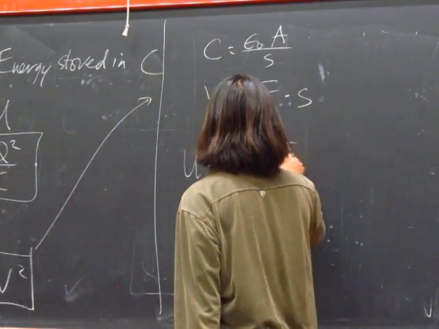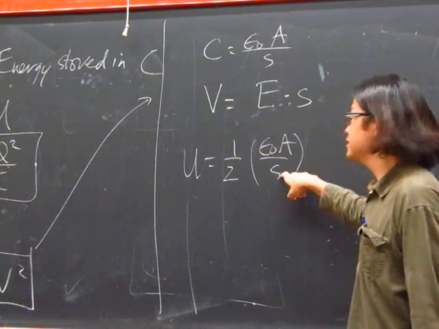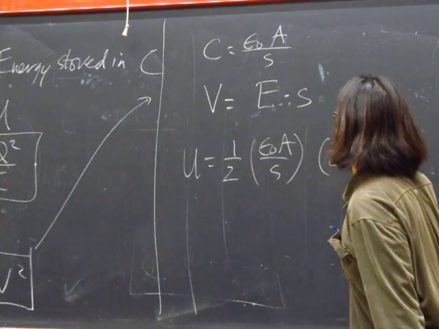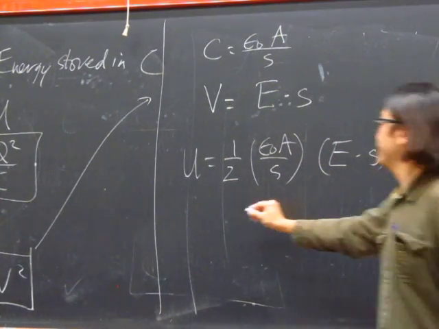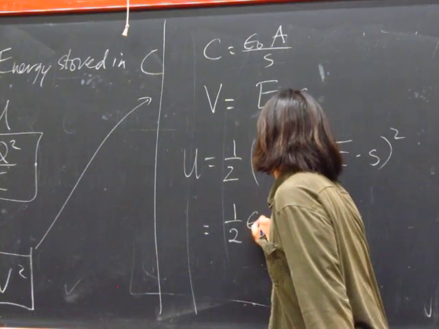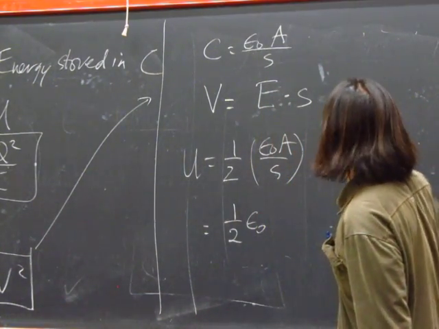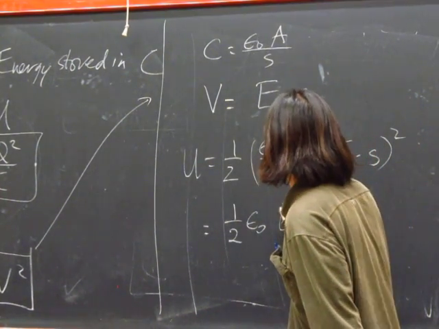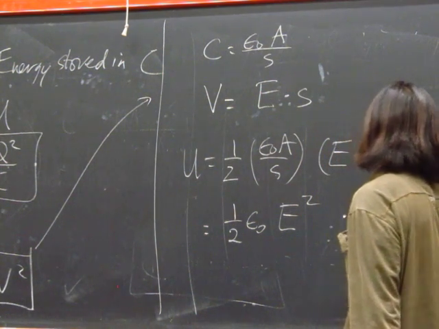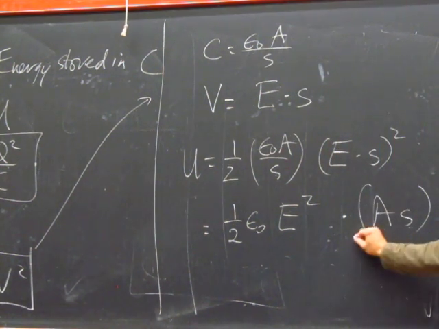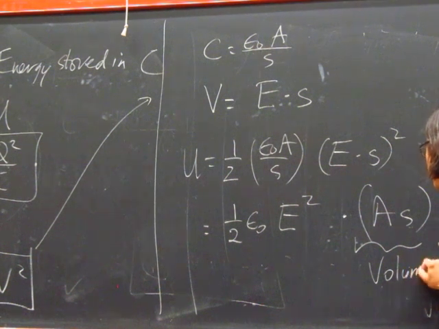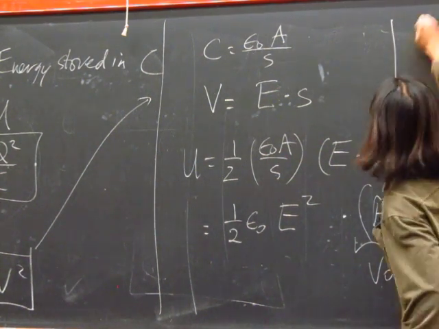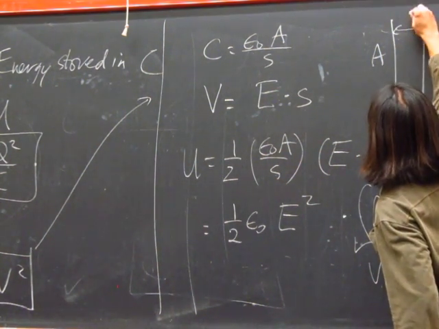epsilon naught A over S, which is the capacitance, times V squared. V squared is just E times S squared. This becomes 1/2 epsilon naught, and one power of S cancels, so I have E squared times A times S. And this is the volume of the parallel plate capacitor. Area times separation.